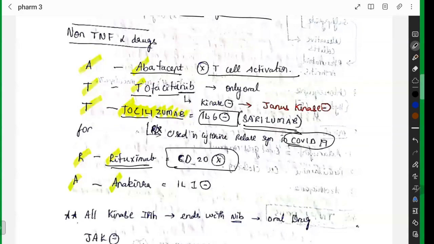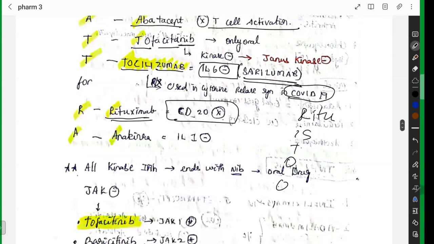What is the other CD20 inhibitor? Do you remember? Ritu is too hot. TOO, too much. Ritu is too much. This is what we read. So hope you all remember. Otherwise, I'll just repeat once again. I have no problem in repeating. Kindly note it down. R stands for rituximab. All these are CD20 inhibitors.